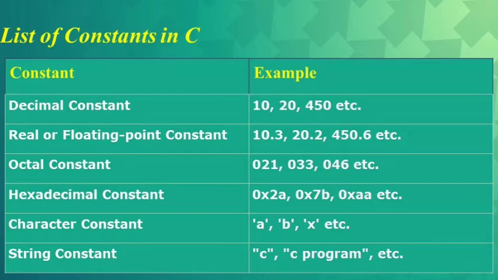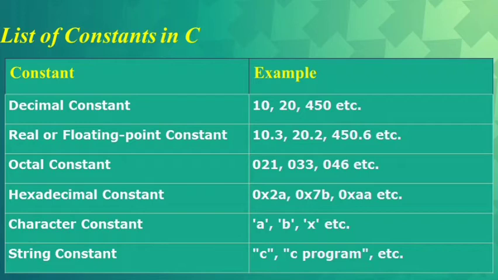The decimal constant has the base value 10. It is formed with decimal numbers and may be between 0 to 9. The octal constant has base 8. It is formed with octal numbers starting with a leading 0 and the remaining digits may be between 0 to 7. The hexadecimal constant is formed with hexadecimal numbers, starts with 0x, and the remaining digits may be between 0 to 9 or a to f.